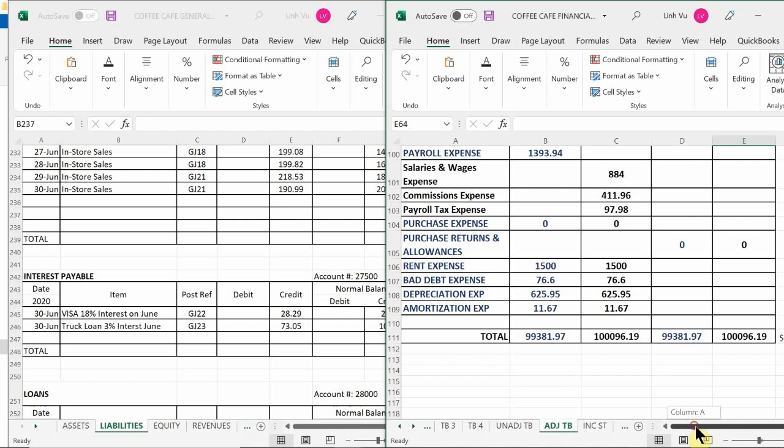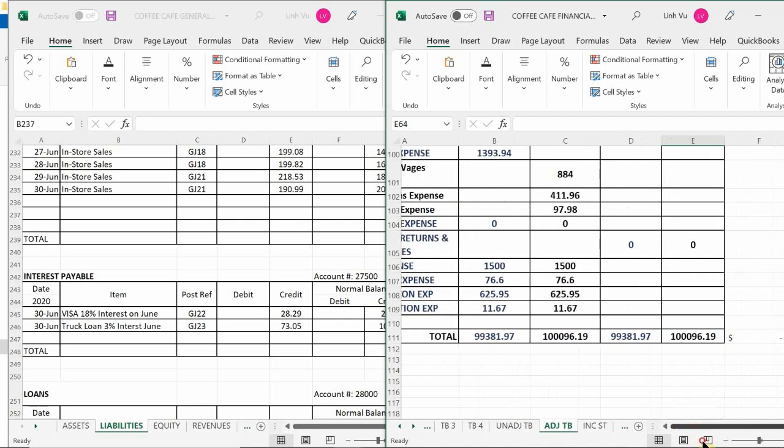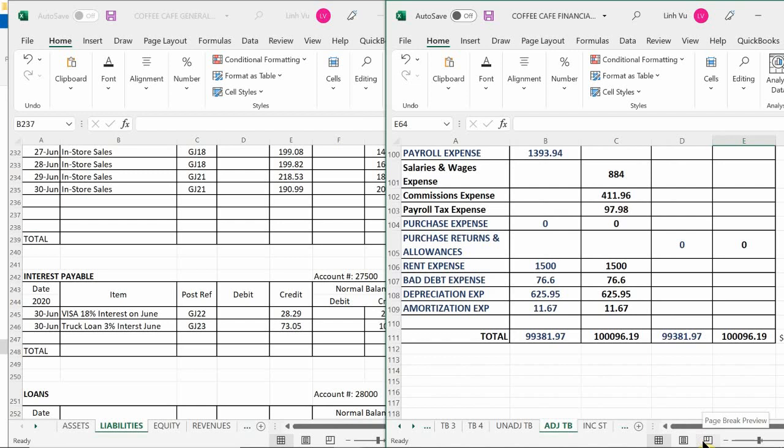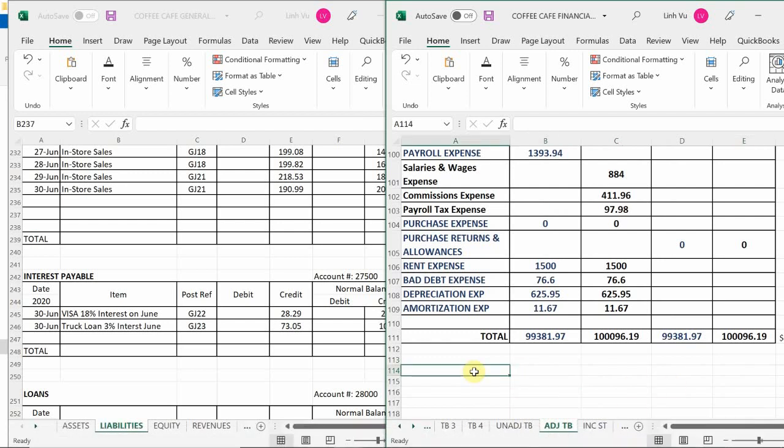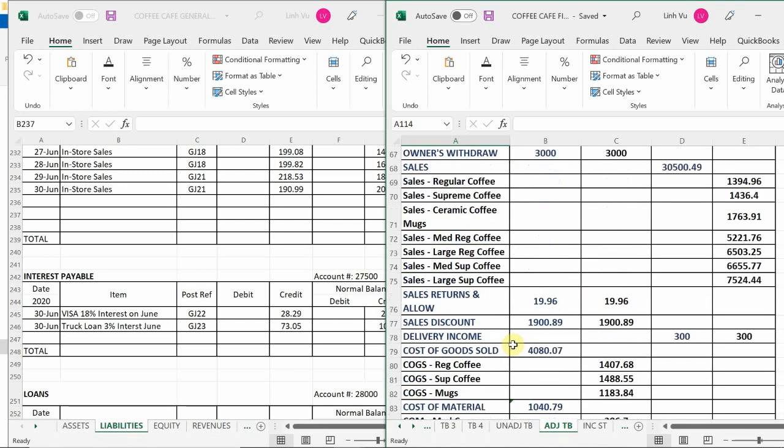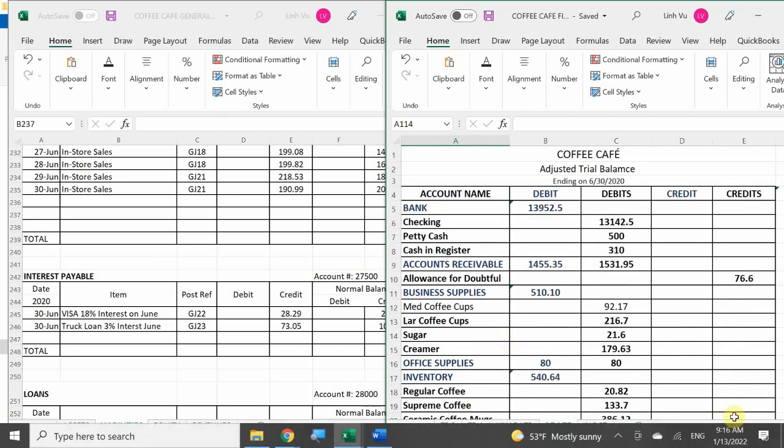Okay, so the main accounts are zero and my sub accounts are zero. So for the main accounts, we got 99,381.97 on the left and right. And then for our sub accounts, you have 100,096.19. Okay. All right. Save, because now we're done with our adjusted trial balance. Okay. All right. Any questions?